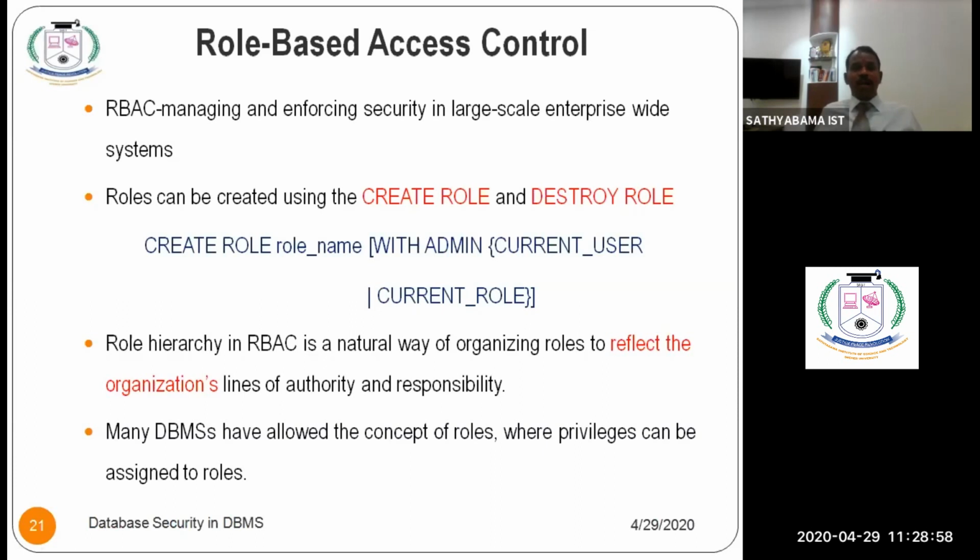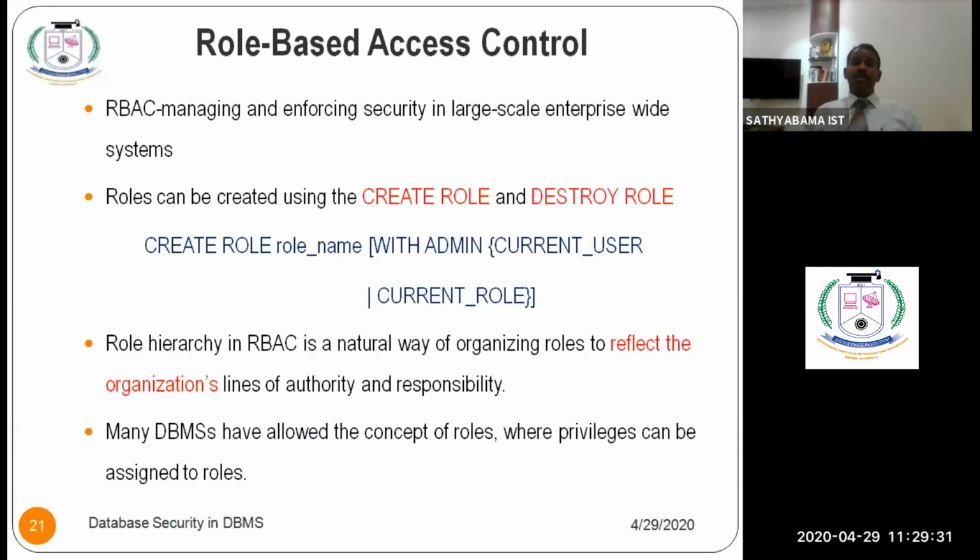And the role hierarchy in RBAC, role-based access control, is a natural way of organizing roles to reflect the organization. Reflecting the organization means reflecting the lines of authority and responsibility for every user using the database in the organization. So databases allow the concept of roles, where privileges can be assigned to the roles.